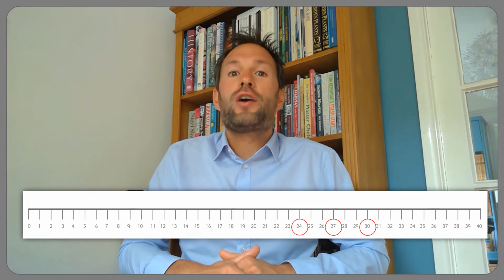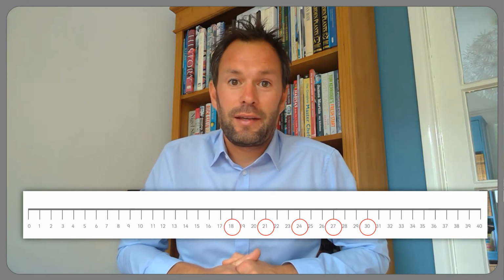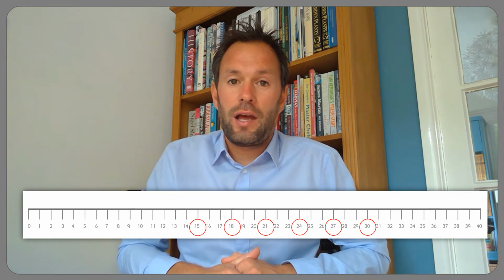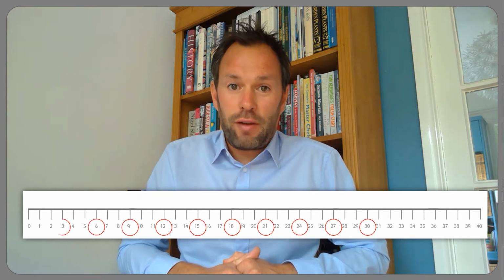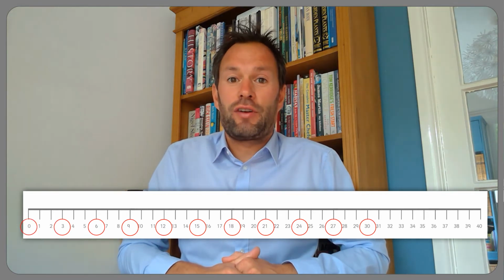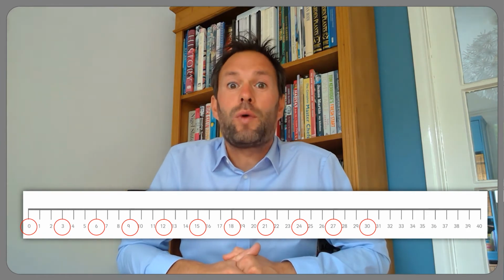24, 21, 18, 15, 12, 9, 6, 3, and 0. Fantastic counting in threes, everybody. Well done. Okay, so we're starting to get better and better already at counting in threes.